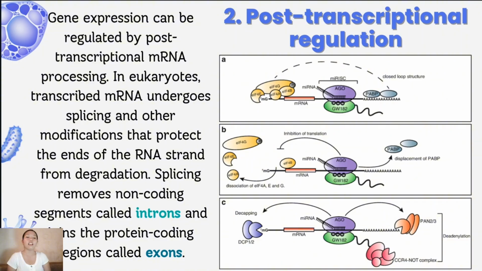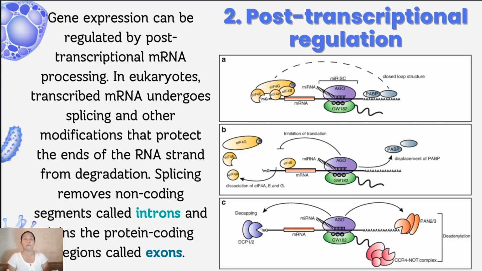This is like editing the film footage before it's turned into a final movie. So the cell modifies the mRNA, for example cutting out the introns, adding protective caps, or deciding if the mRNA is even allowed to leave the nucleus to be translated. So basically during this time, they check if the mRNA is allowed to leave the nucleus to be translated. So there are many requirements needed during this post-transcriptional regulation.